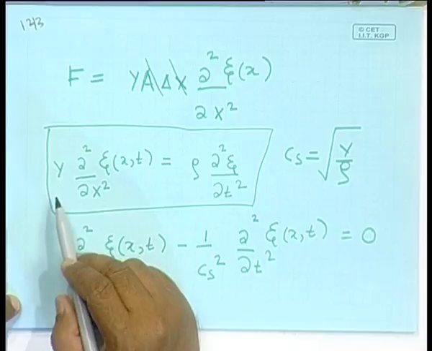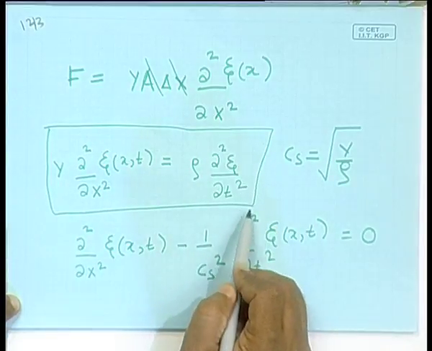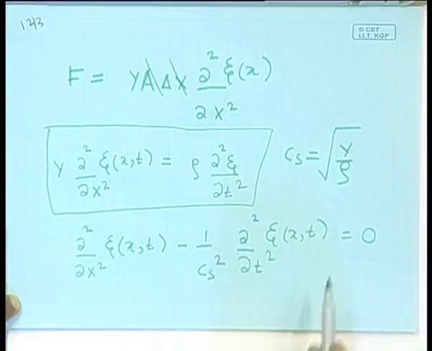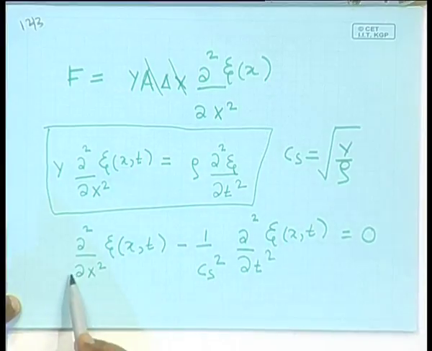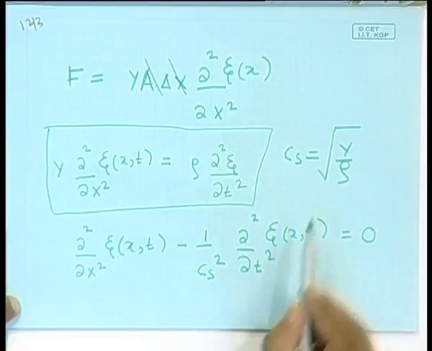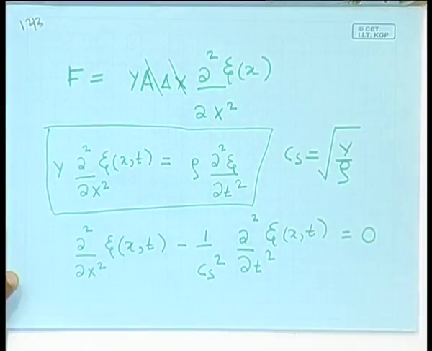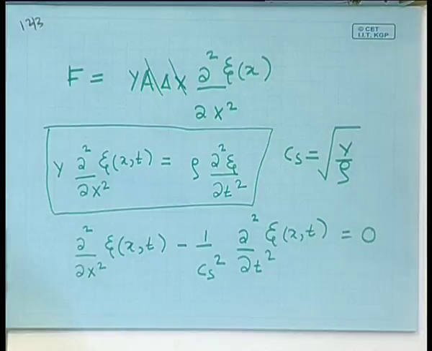And we had obtained this partial differential equation, which governs the evolution of xi, and we had written it in this fashion, where we had this constant Cs, which was the square root of the Young's modulus divided by the density of the elastic medium. And I had told you that this equation is the wave equation.